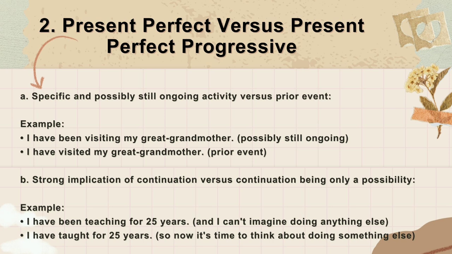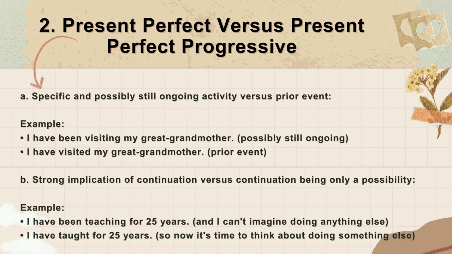Letter B is strong implication of continuation versus continuation being only a possibility. The example is, I have been teaching for 25 years. I can't imagine doing anything else. Next one here is, I have taught for 25 years. So now it's time to think about doing something else. So kung mag-base tayo doon sa strong implication of continuation, hindi siya maganda pakinggan.